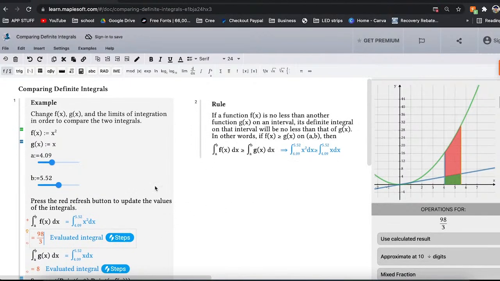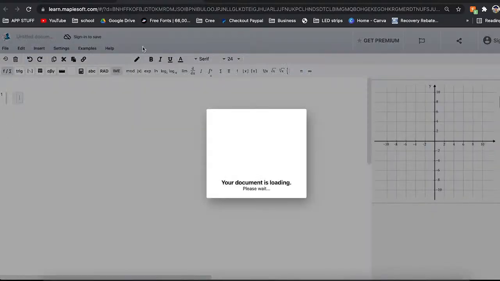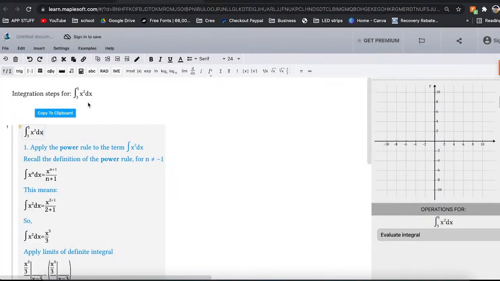And this is a really good segue to talk about the steps feature for MapleLearn. If we click on steps right here, it'll open up a new window, and it'll tell us all the steps that we need to do to integrate this function. In this case, our bounds a to b are from 3 to 5, and we're integrating this function x squared with respect to x.